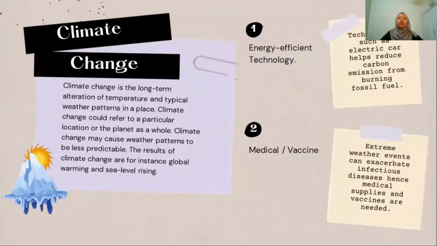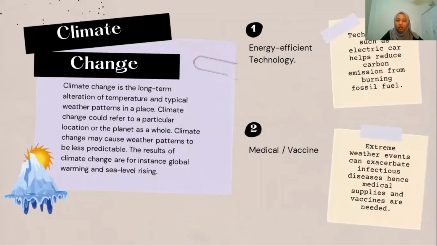Next situation now is the climate change. Climate change is the long-term alteration of temperature and typical weather patterns in a place. Climate change could refer to a particular location or the planet as a whole. Climate change may cause weather patterns to be less predictable. The results of climate change are, for instance, global warming and sea level rising.